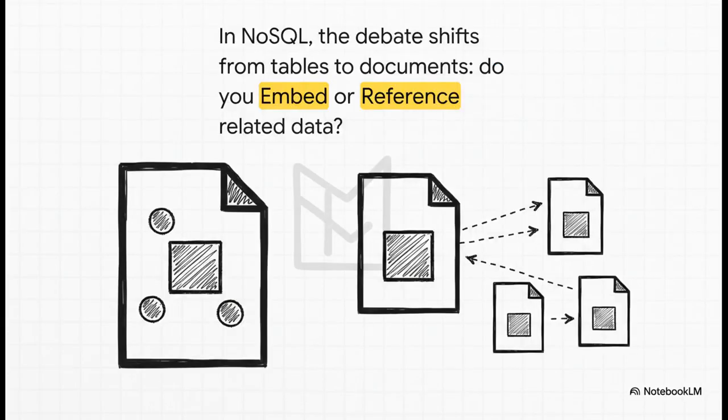And this whole debate looks a little different when you step into the world of NoSQL databases, like MongoDB. The conversation isn't really about separate tables anymore. The new question is, do you embed your related data right inside a single document, which is basically denormalization, or do you reference it using an ID, which is pretty much the NoSQL version of normalization?